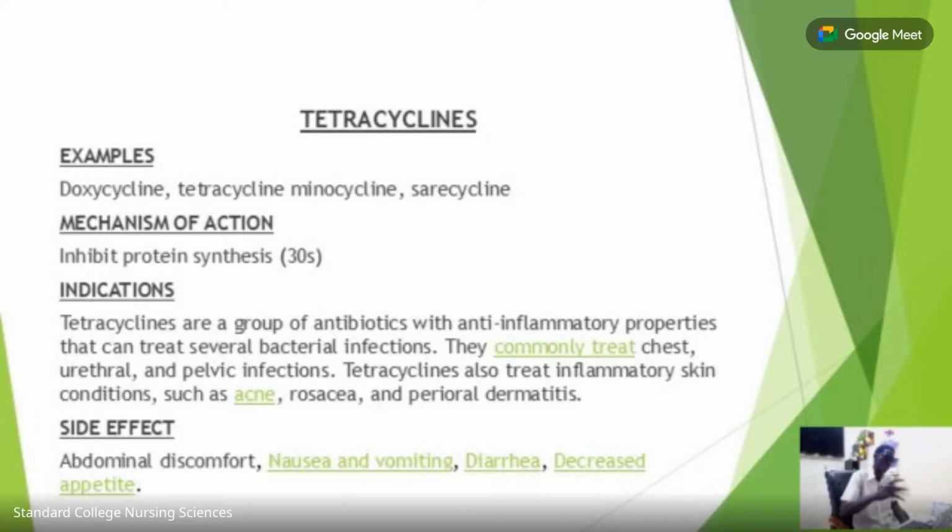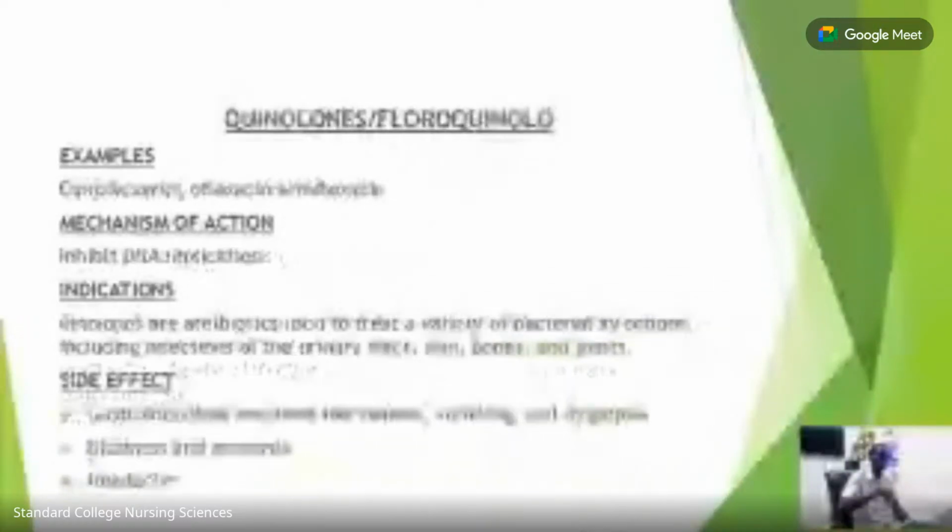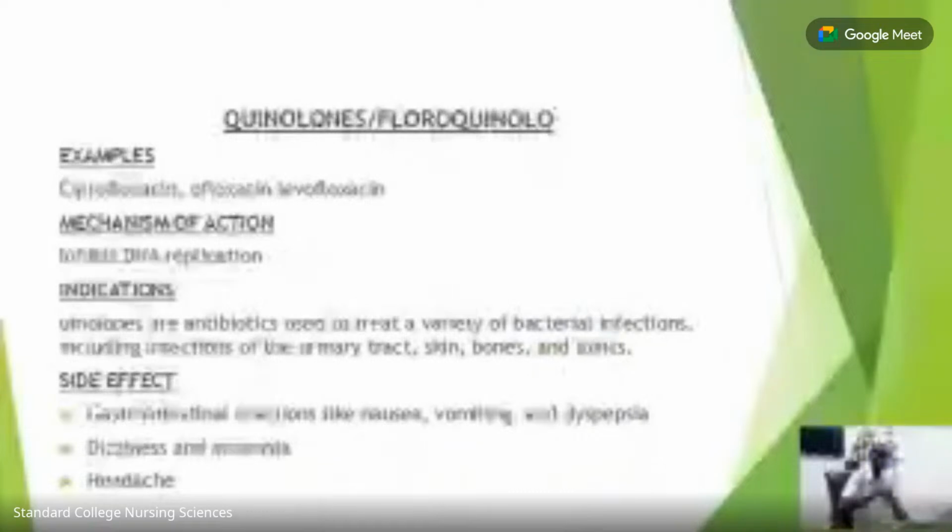And also lastly, we have headache. Headache is also one of the common side effects for the quinolones, either ciprofloxacin or fluoxacin or levofloxacin. These are examples of the quinolones.